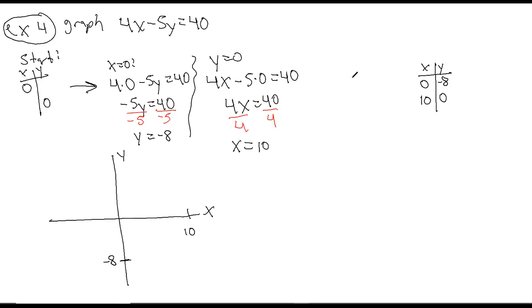And if you don't believe me, 0, negative 8: start at the origin. You're going to move left to right 0 and down 1, 2, 3, 4, 5, 6, 7, 8 times. There's our point. 10, 0: you start at the origin. You go right 10 and up or down nothing. There's our point. Another benefit to the intercept method is that your points end up on the axes, so they're a little easier to draw by hand, especially if you are not the best artist like your teacher. Then we connect them and extend them.